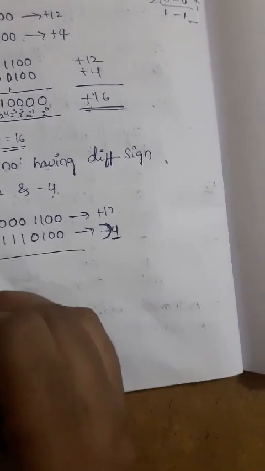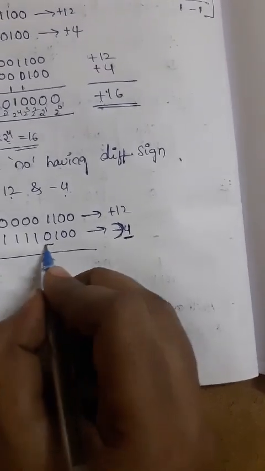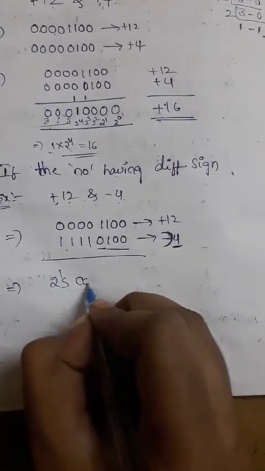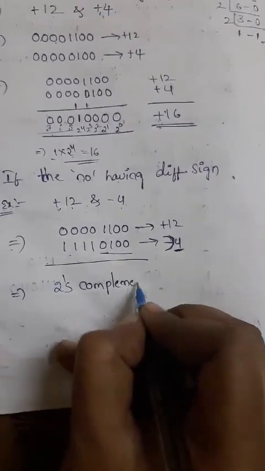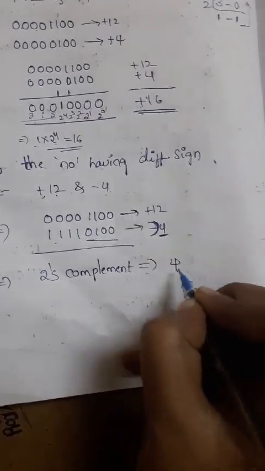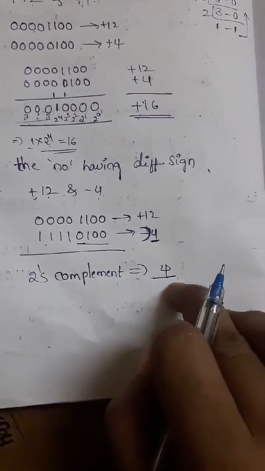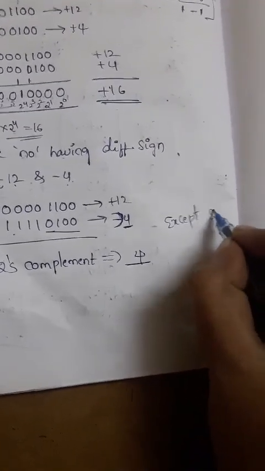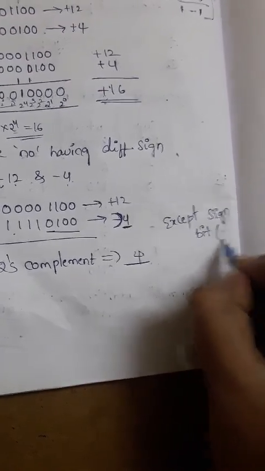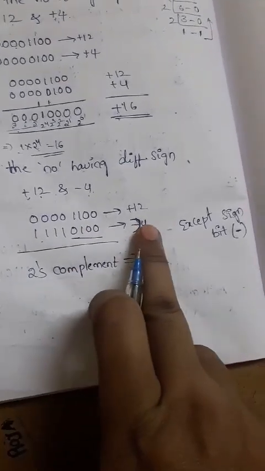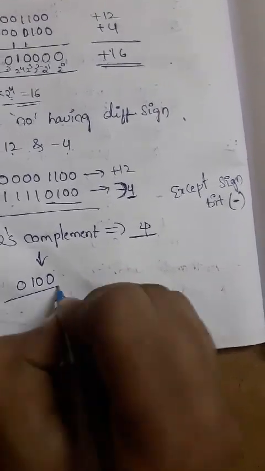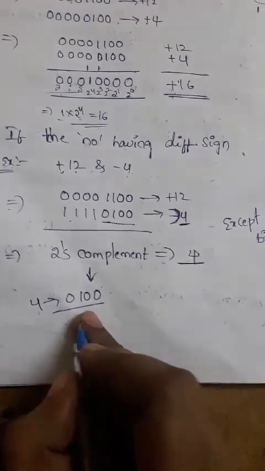Except the sign bit, whatever the decimal number is, we need to convert that. So I take the decimal number as 4, except the minus sign. The sign bit is nothing but the minus here. Except the minus, we need to convert the binary number of 4, 0100, to 2's complement.